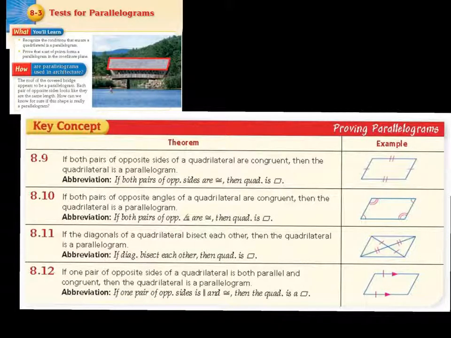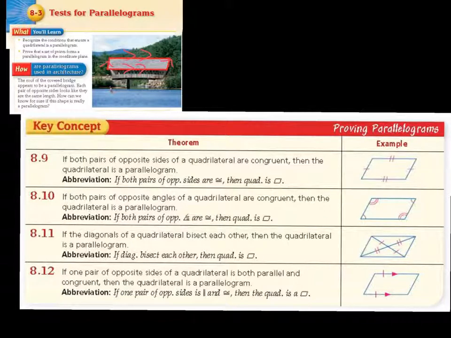Now, by definition, we know that a quadrilateral is a parallelogram if the opposite sides are parallel. We have 4 theorems here, which means they could and have been proved somewhere. 8-9: if both pairs of opposite sides of a quadrilateral are congruent, then the quadrilateral is a parallelogram. 8-10: if both pairs of opposite angles of a quadrilateral are congruent, then the quadrilateral is a parallelogram.